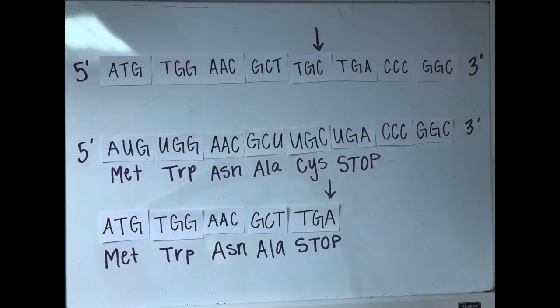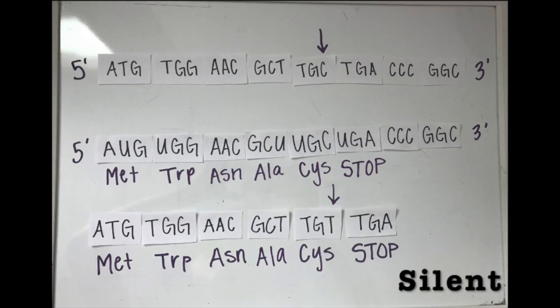guanine. Next, we have a nonsense mutation, and this mutation occurs whenever the change in a single nucleotide causes a specific codon to become a stop codon. In this example, the C in the codon becomes an A in the mutant. The new codon is TGA, which translates to the stop codon UGA. This is also an example of a transversion because the pyrimidine cytosine was substituted with the purine adenine.